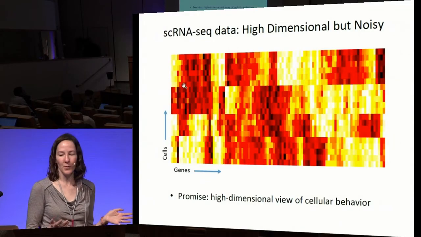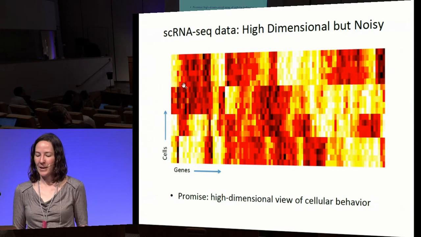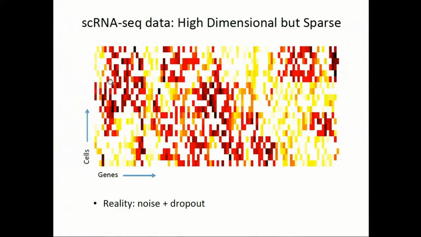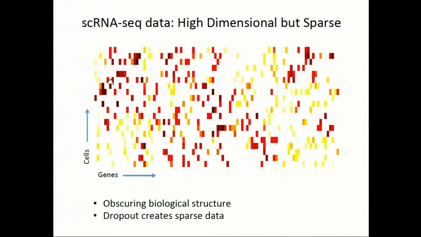And the first thing I want to point out is that in the ideal world, we have this promise that we're going to get a very, very high dimensional view of how the body works, of each of our cells, right? So we're going to have this huge matrix of cells by genes. But as we know, it's actually not going to look exactly like that. There's a lot of noise in the data, and there's a lot of dropout. So we're going to have a lot of zeros in this matrix, right?